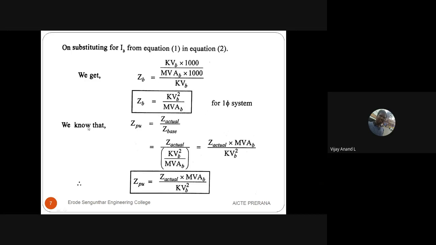Okay. We know that ZPU, that is per unit impedance, is nothing but actual impedance divided by base impedance. That is Z actual divided by Z base. So we have already calculated the base value. Substitute this base value in this equation. Now we will get Z actual divided by KVB square divided by MVA. We are going to rearrange this equation. Then we will get the final answer as ZPU is equal to Z actual into MVA base divided by KVB square. So this is the per unit impedance for a single phase system.